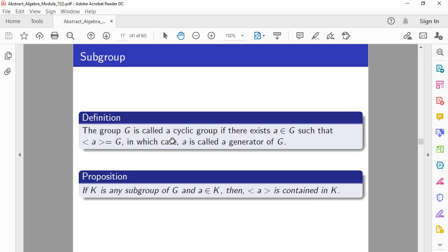The group G is called a cyclic group if there exists an element A in G such that the subgroup generated by A is equal to the entire group G, in which case we say that A is a generator of the group G.